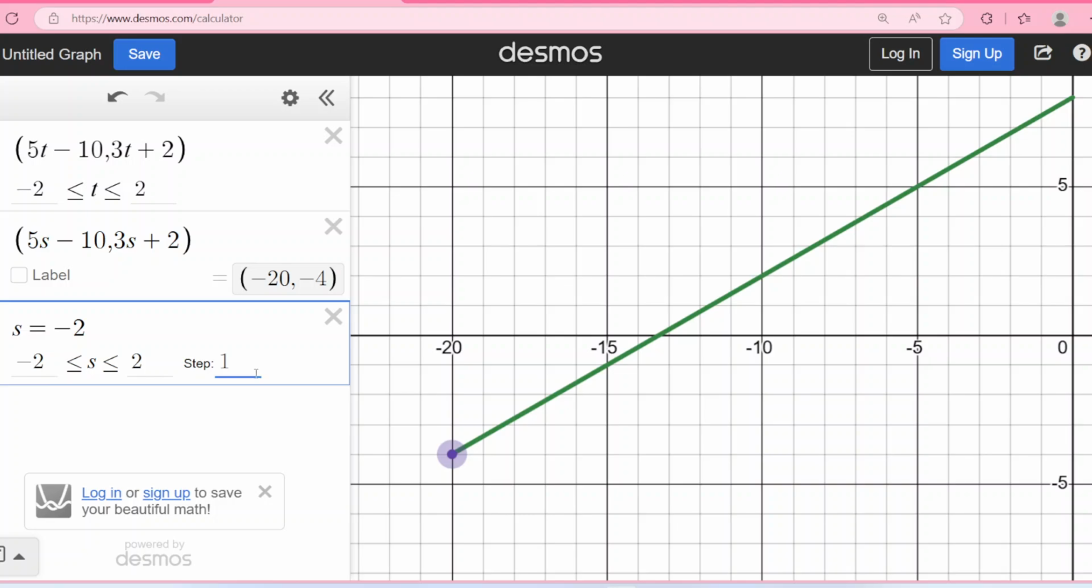Have it go by ones or something. Or let's have it go by hundredths, just so you can actually see the motion. And then hit play again. You see it starts off there at -20, -4. Hit play. As the value of the parameter increases, you can see for sure, when I slowed it down a bit, the movement of the point on this curve. So play around with it. On desmos.com, you can play around with parametric equations pretty nicely. And that's it for that.